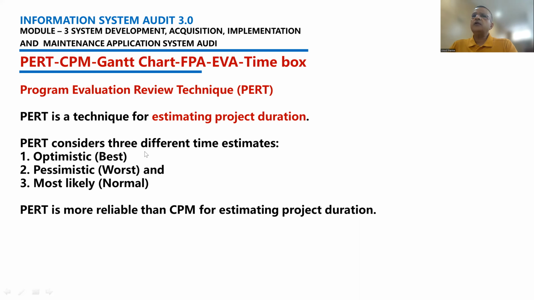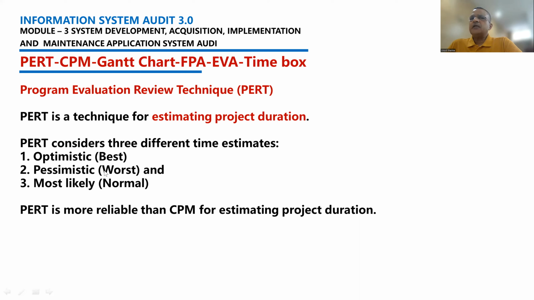Now, PERT considers 3 different time estimates: optimistic, pessimistic, and most likely. A project consists of activities, and these activities have a start time and an end time, and we also have a time float in between. These are the 3 time estimates which PERT considers when it tries to estimate the project duration. Optimistic time is the best time an activity can take, that is the minimum possible time an activity can take to complete.